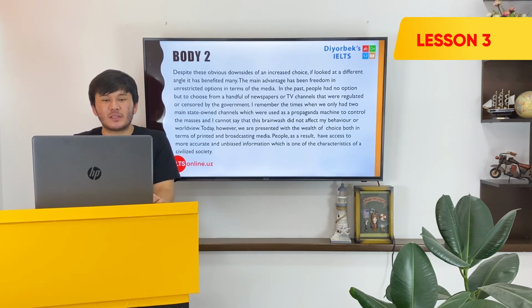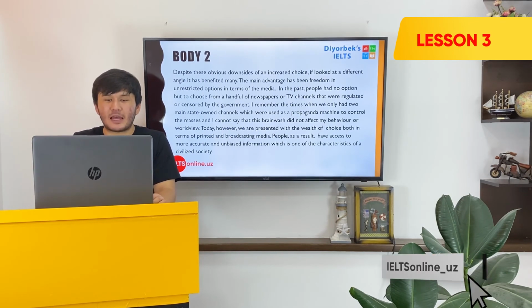Despite these obvious downsides of an increased choice, which we mentioned in body paragraph 1, if looked at from a different angle, it has benefited many. So we are now saying increased choice actually is something to be happy about. The main advantage has been freedom and unrestricted options in terms of the media. All right, so we're going to talk about the media.